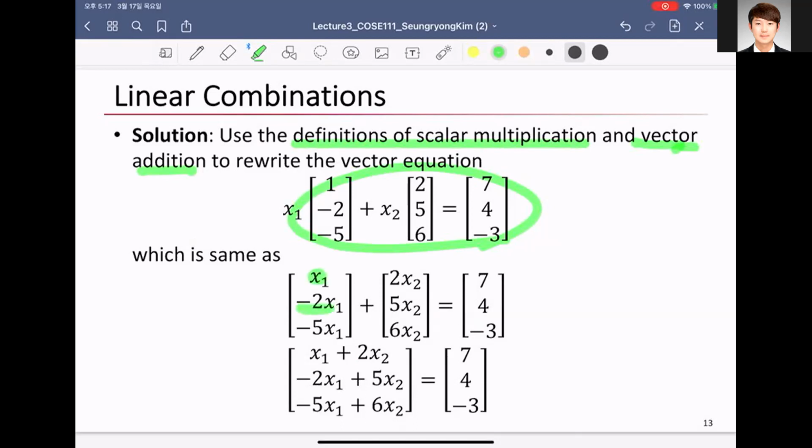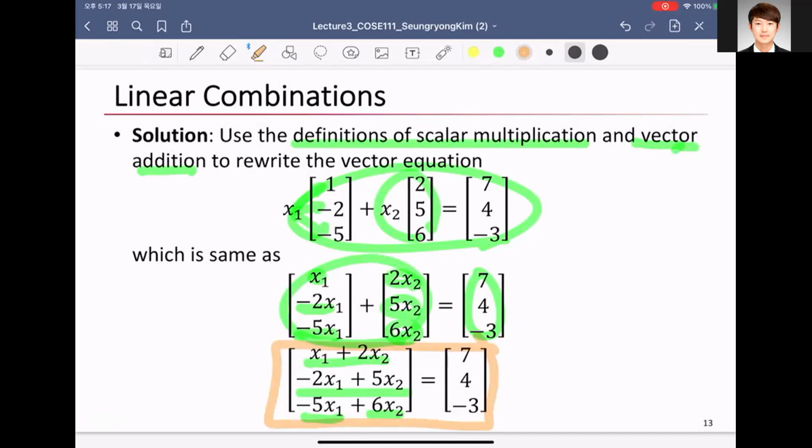x1, negative 2x1, negative 5x1. Then 2x2, 5x2, 6x2 from here. And 7, 4, negative 3. And by using the vector algebraic property, this is going to be x1 plus 2x2, negative 2x1 plus 5x2, negative 5x1 plus 6x2, which is equal to 7, 4, negative 3. Right. What is that?